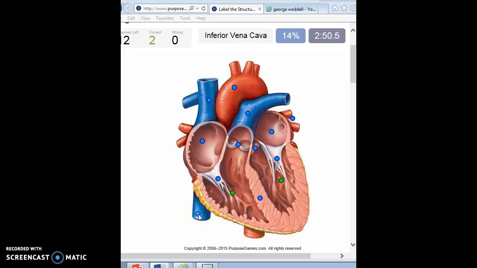Next, we have the inferior vena cava. The inferior vena cava is one of the two main veins bringing deoxygenated blood from the body to the heart. Veins from the legs and lower torso feed into the inferior vena cava, which empties into the right atrium of the heart. The inferior vena cava is located at the bottom left-hand side on this picture, but at the bottom right-hand side of your heart. It's blue in colour to represent no oxygen.